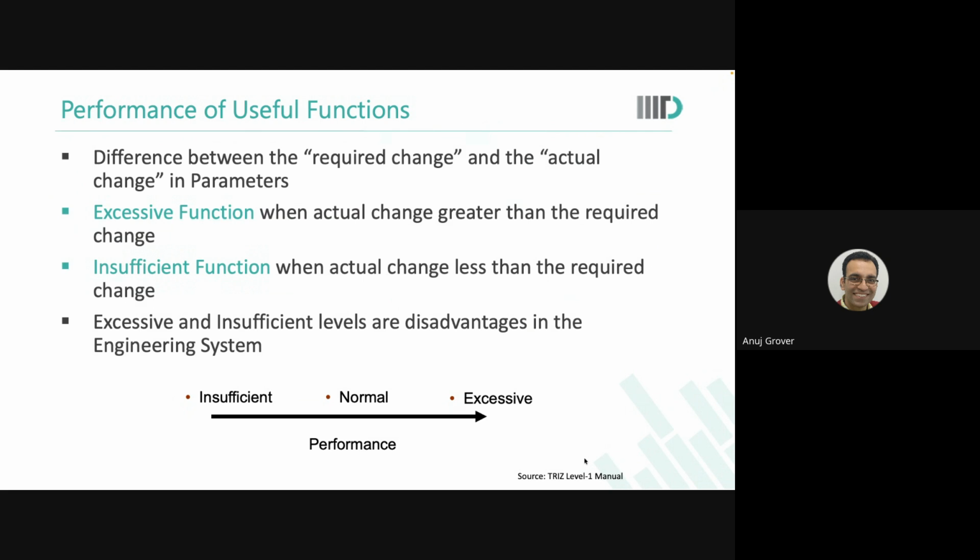Harmful functions do not appear on this axis because harmful functions are obviously going in the wrong direction. But useful functions have to be qualified as to how well they perform: sufficient, excessive, or insufficient. You need to act on something if it is not sufficient. Even if it is excessive, you may want to act on it. Even if it is deficient, you may want to act on it. Is that okay?